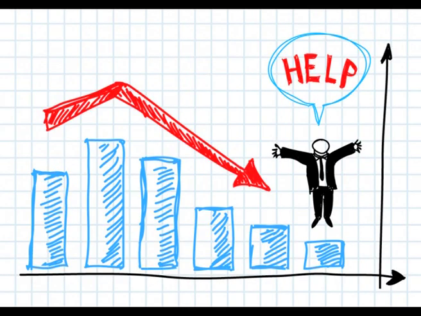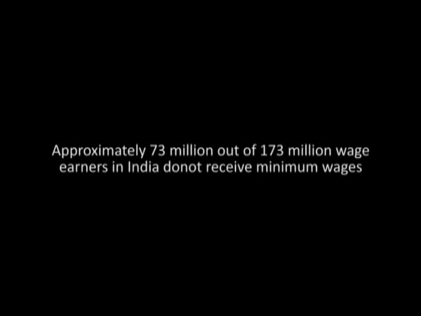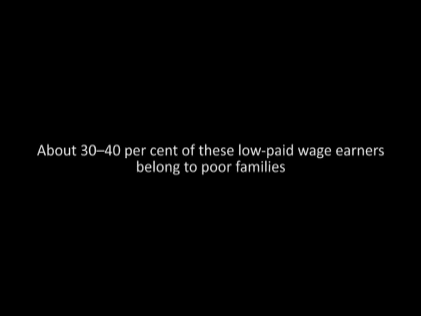Declining wage share. Declining strength of collective bargaining is also reflected in sharply increasing share of profit and drastically declining wage share, resulting in depressing purchasing power. Approximately about 73 million out of 173 million wage earners throughout India do not receive minimum wages. About 30 to 40% of these low-paid wage earners belong to poor families.